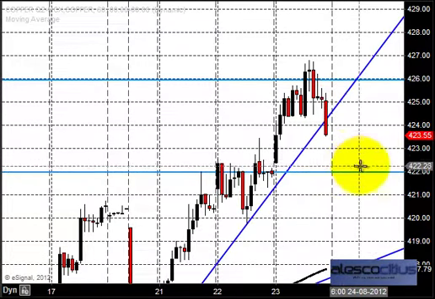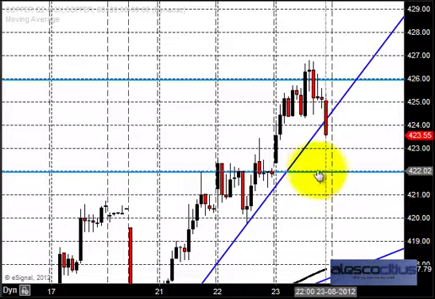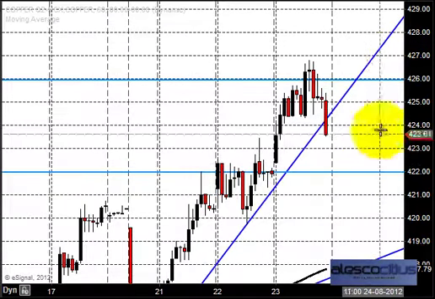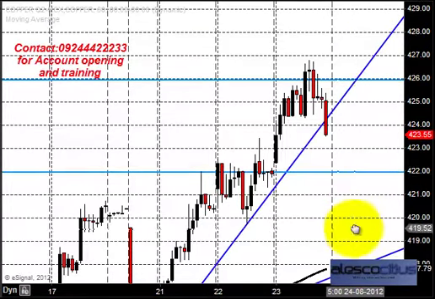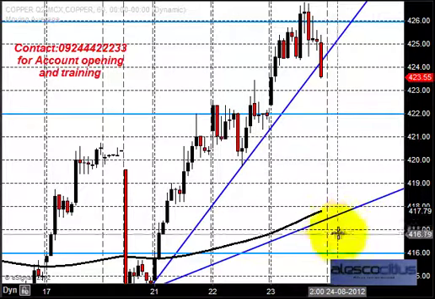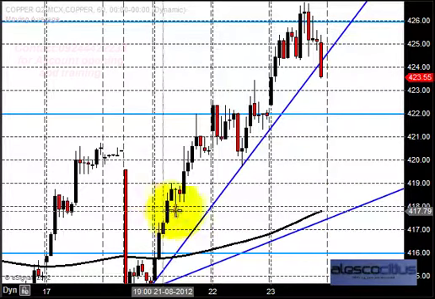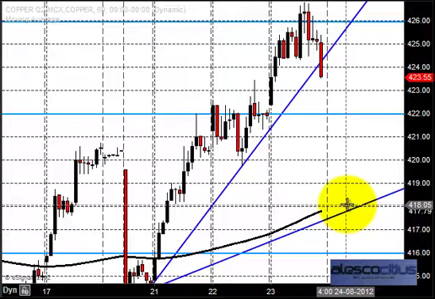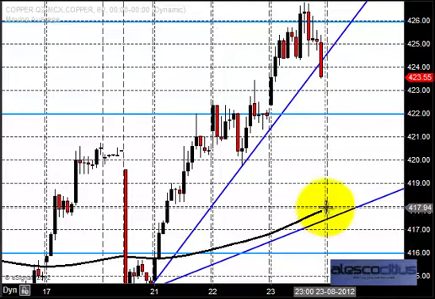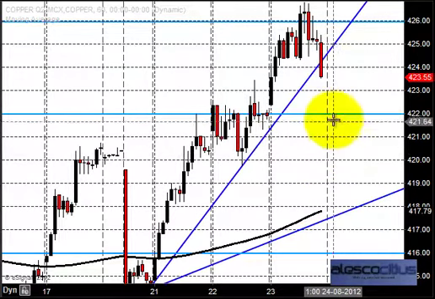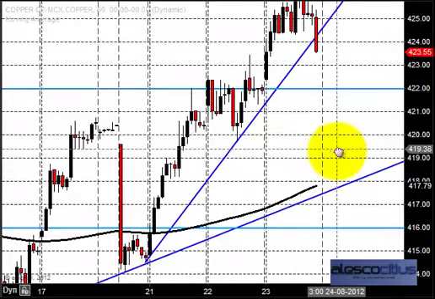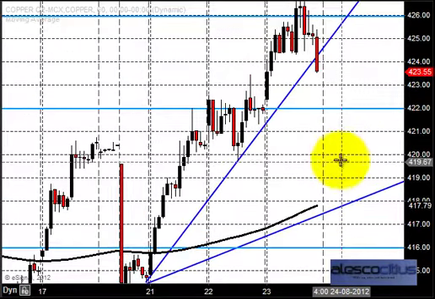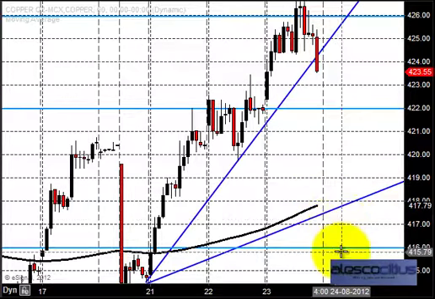If the price can withstand the 422 zone, copper can easily move till 432. But if the copper price breaks this 422, the next point is going to be 418. Again, you can see this zone is going to be supported by the average also. So till 418 you can go for buying. If you have sufficient funds in your trading account, you can also test till 416.